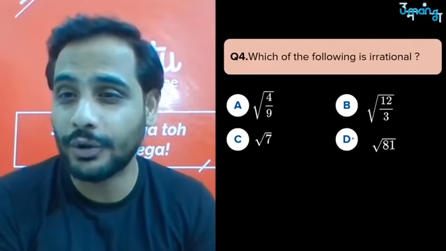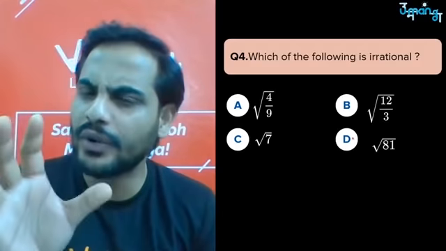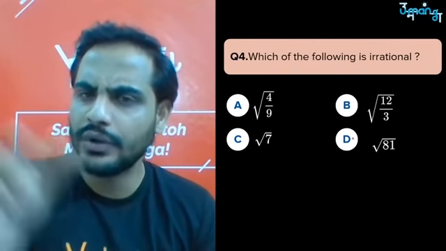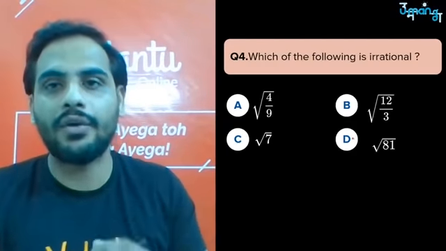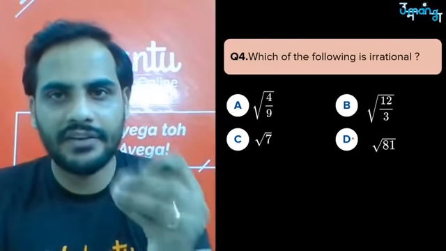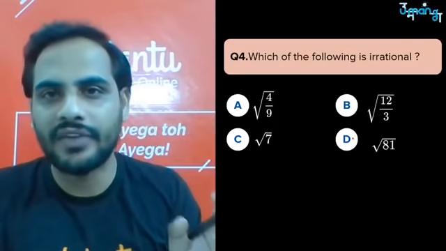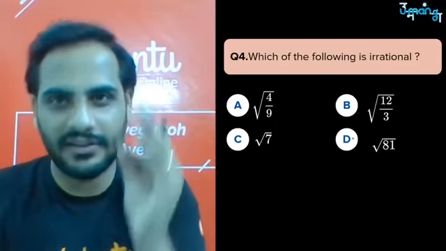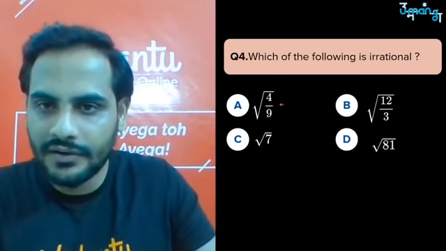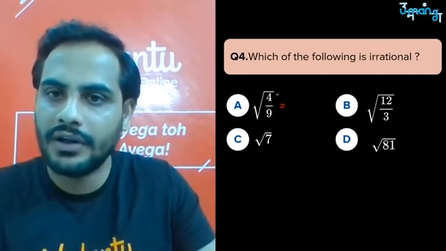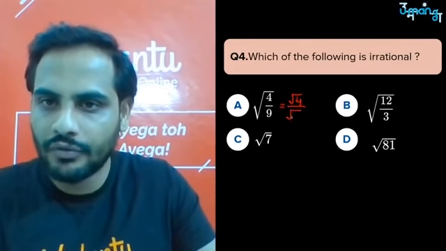Which of the following is irrational? Now you can see they have given it to you in the square root form. So we will see that inside the square root, if there is any perfect square, then it can come outside of that square root and that will be a rational number, correct? So that same method we are going to apply here. As you can see, it is square root of 4 upon square root of 9. So it can be written as square root of 4 upon square root of 9.